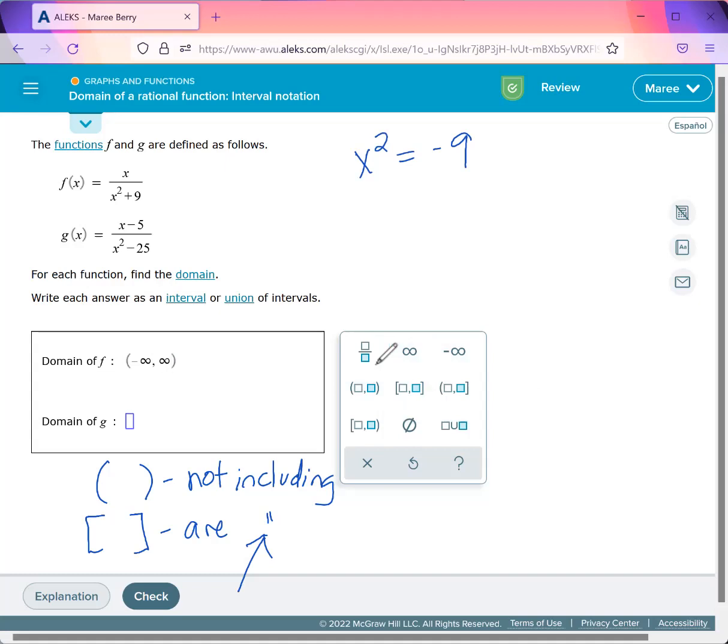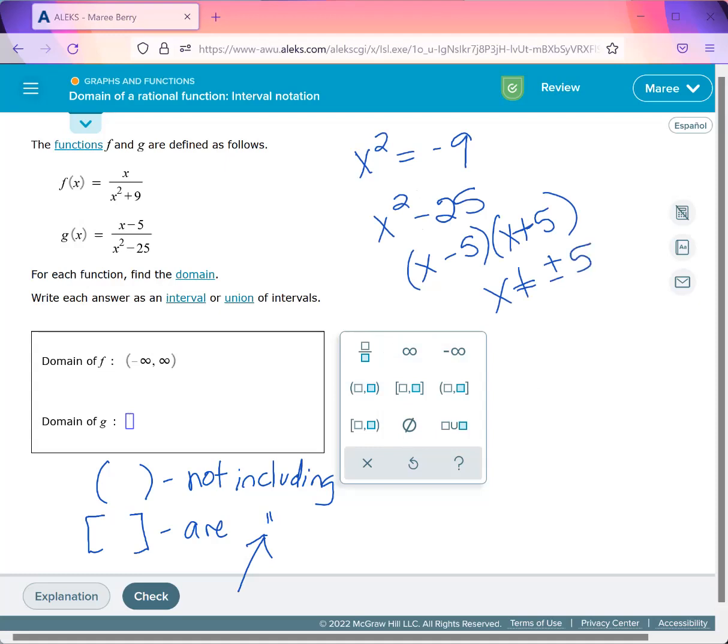And then we'll go to our function g of x. And when we factor x squared minus 25, we'll get x minus 5, x plus 5. So this is the difference of two squares, and the middle term will cancel out. So x cannot equal positive or negative 5.